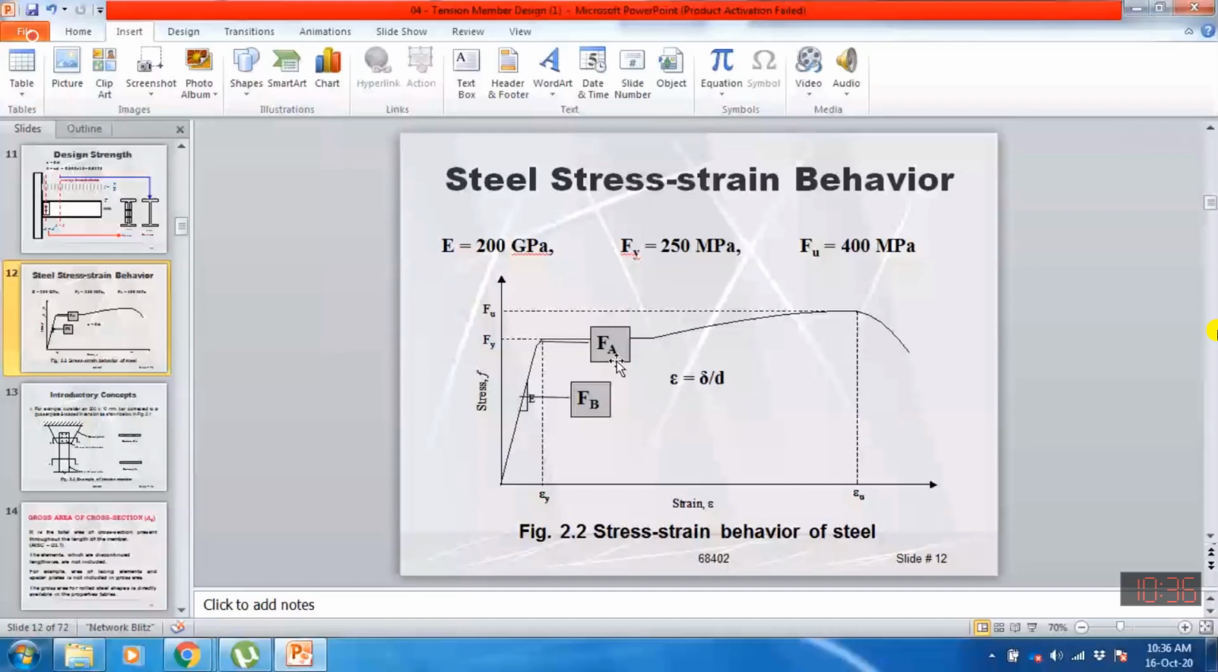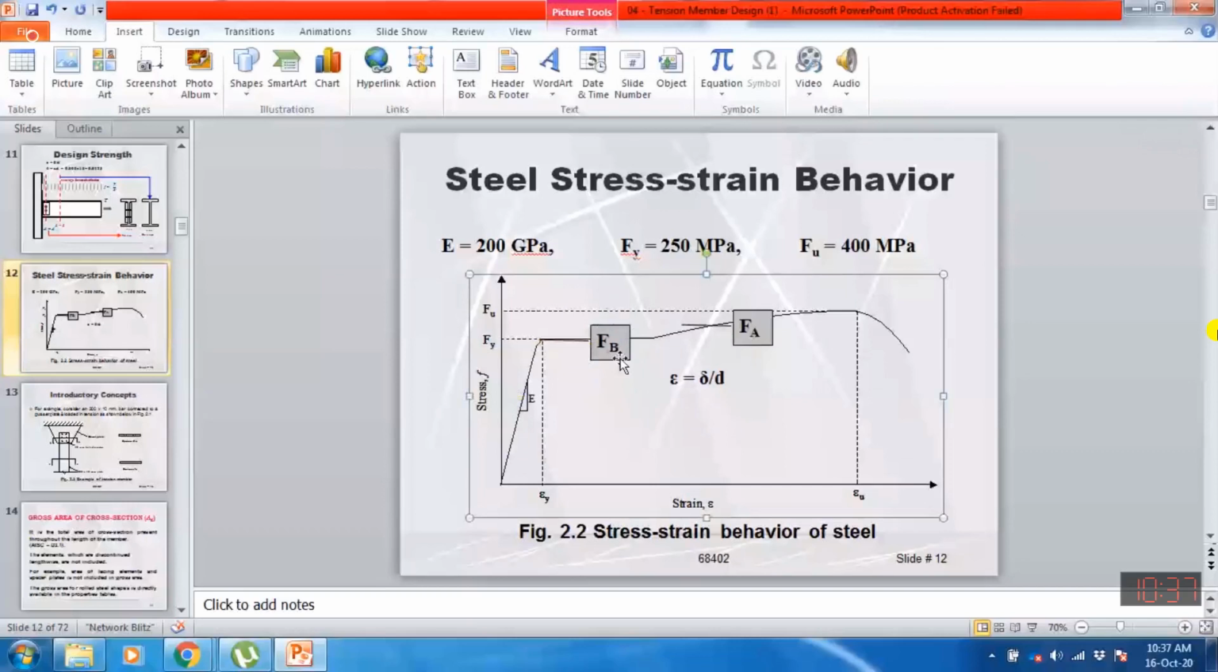Okay, now I'm explaining this second condition. The second condition is when I keep on increasing the tensile force. When I keep on increasing, there might be two conditions. The first condition is that FB, the stress at the gross area, the cross-section area of the member without deducting any area, where we haven't punched the hole.